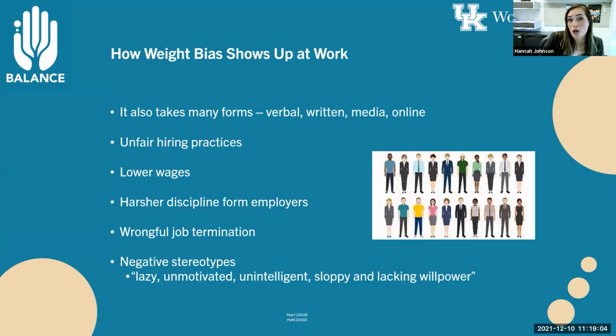How does weight bias show up at work? It shows up in many forms. It can show up verbally, written, through media, in who's shown on the website, online. It causes unfair hiring practices. It causes lower wages. Women in larger bodies earn about 6% less than women in straight size bodies. Harsher discipline for employees, wrongful termination, and then these negative stereotypes: calling individuals lazy or unmotivated, or thinking this, even sometimes unconsciously, unintelligent, sloppy, or lacking willpower.